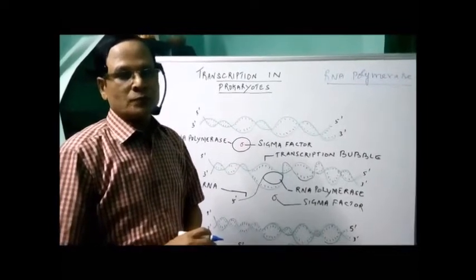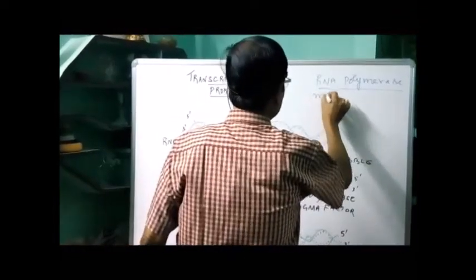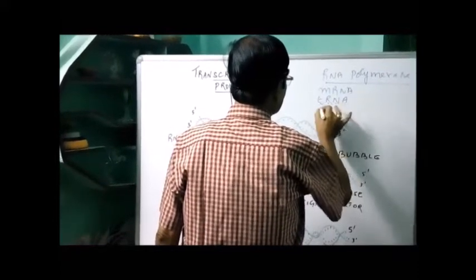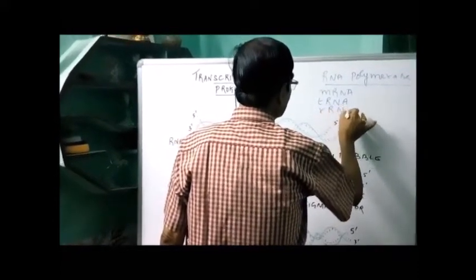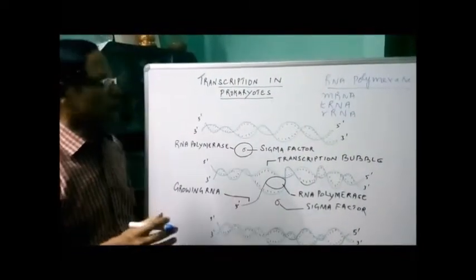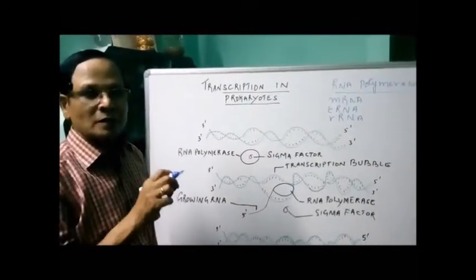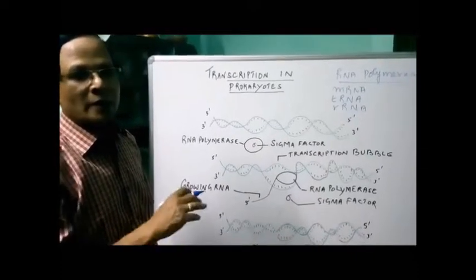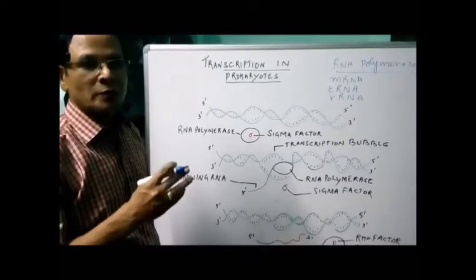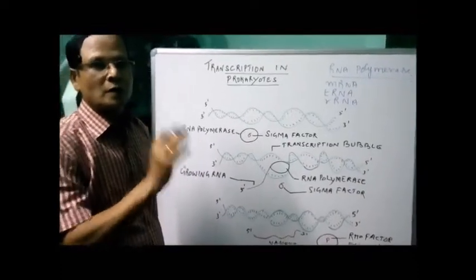You know well there are three different types of RNAs: one, mRNA; two, tRNA; and the third, ribosomal RNA. These three types of RNAs are synthesized by a single RNA polymerase enzyme, unlike the eukaryotes. In eukaryotes, there are three different types of RNA polymerase: polymerase 1, 2 and 3. We'll discuss those for the synthesis of these three RNAs.